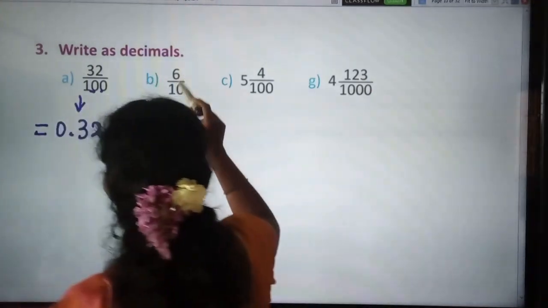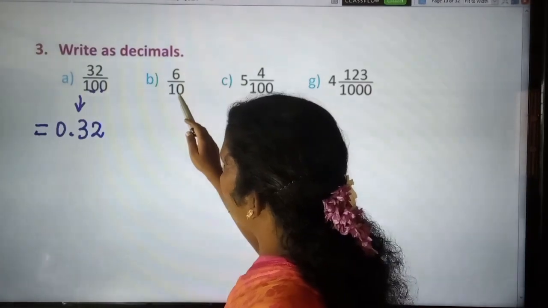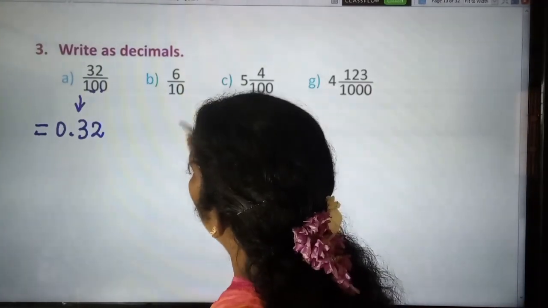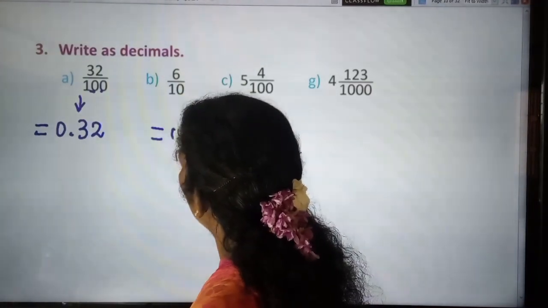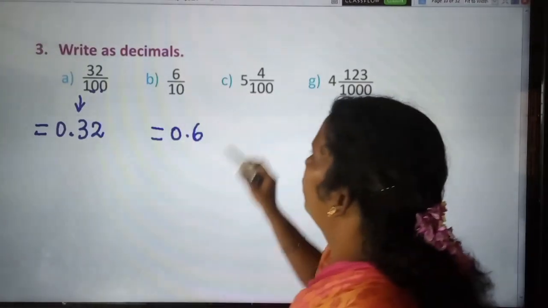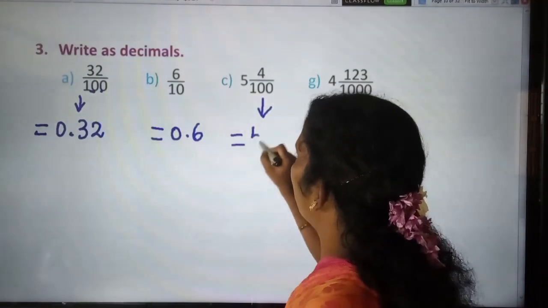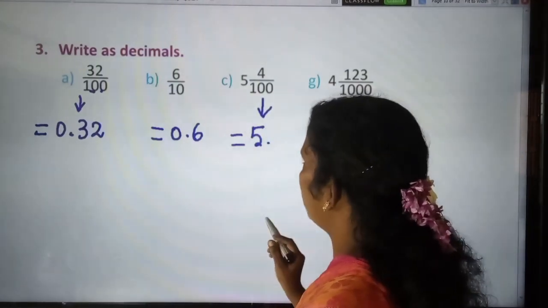Similarly, look here: 6/10. See children, the denominator has only 1 zero. So we are going to put the decimal point before one number. So it is 0.6. The next, see here, 5 is the whole number. So we can put the 5 here, then the point.